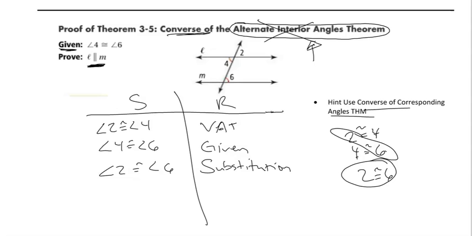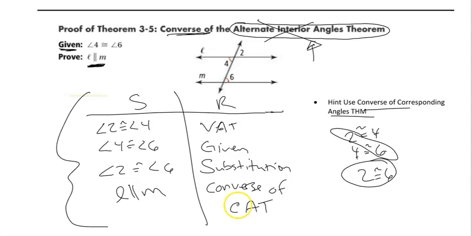And now that we know that 2 is congruent to 6, I can finish my proof and say L is parallel to M. Since we're proving that the lines are parallel and we already know that they are, then we have to use the converse. Converse of corresponding angles theorem. And there you go. That's your proof.